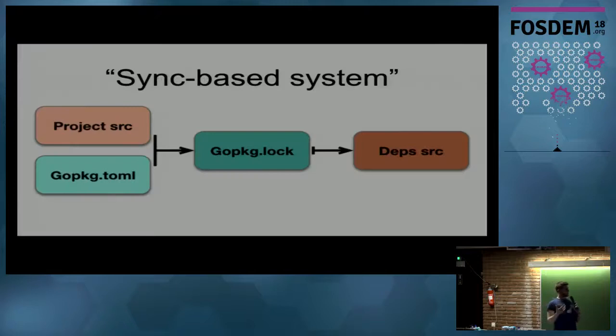This is all based on this idea that we have of a functional relationship between the different components in the system. We have our actual project sources and the imports in our project. We have rules in our gopackage.toml. We combine those together, we run them through a solving algorithm, which gives us back our gopackage.lock, our reproducible file that describes the whole build. And then we use that in turn to populate the source of our dependencies in our vendor directory. And we can actually see that at work in a nifty little way here.